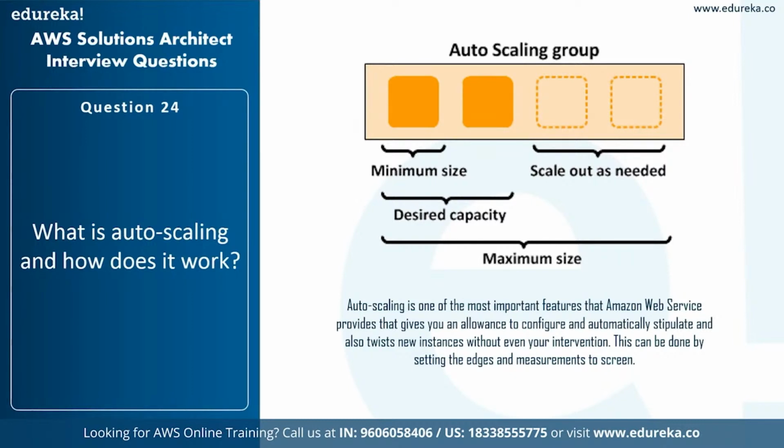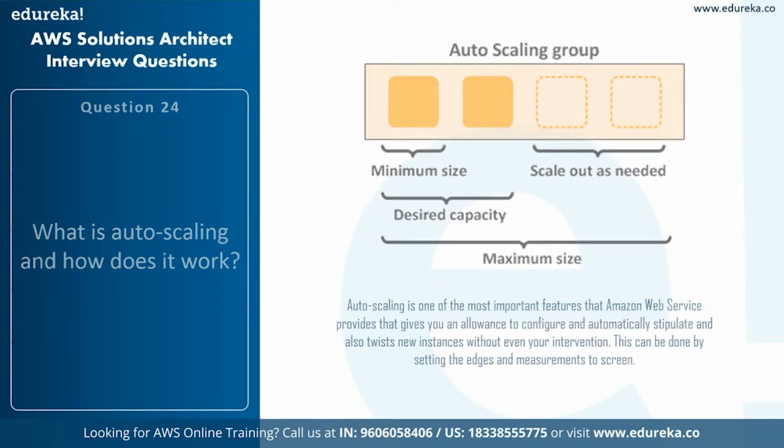So you can consider what is the minimum size based on the least number of size of any particular block. Then you can also specify your desired capacity of how much you want it to be. Then scale out as needed. You can scale out the extra part, and also you can include the entire size or the maximum size.